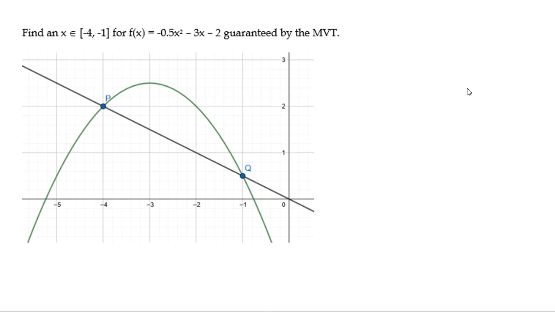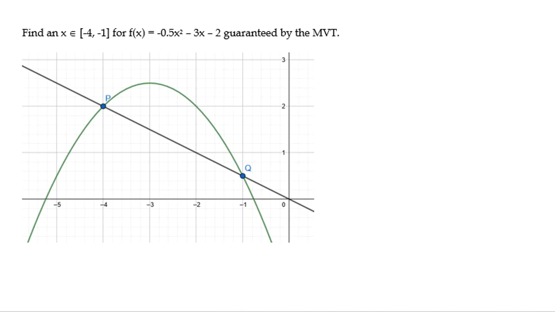In this video, we're going to take a look at a problem involving the mean value theorem. So here we have this function, this parabola, and it's given by this quadratic equation. And it says we're supposed to find an x in the interval [-4, -1] for this particular function that's guaranteed by the mean value theorem.